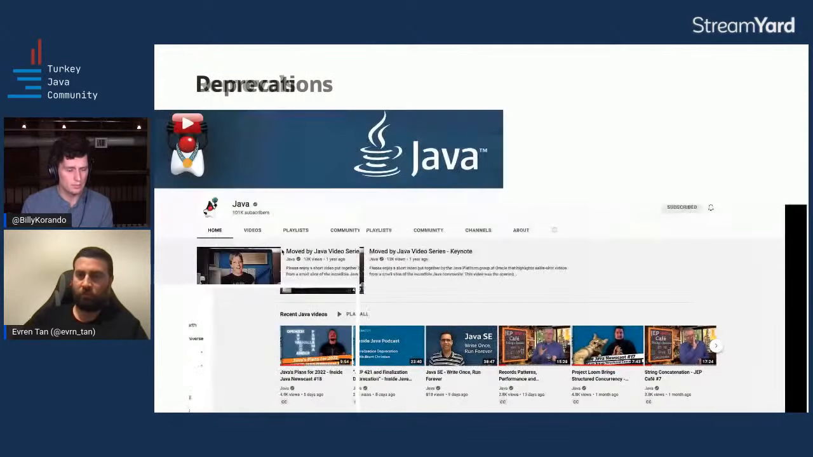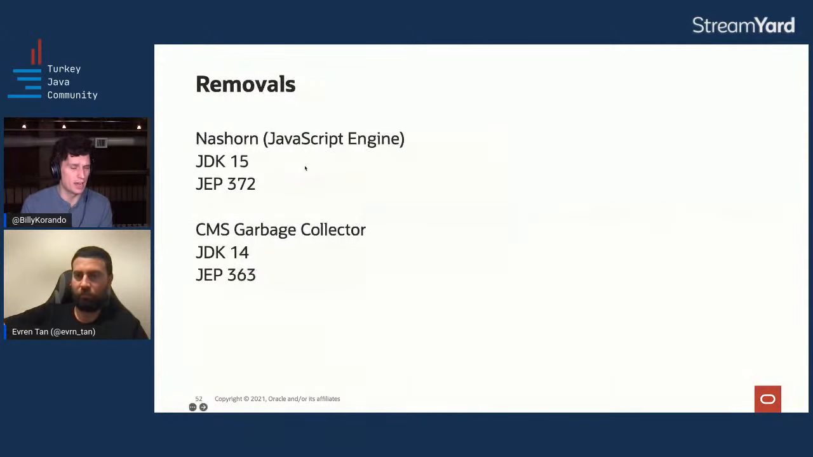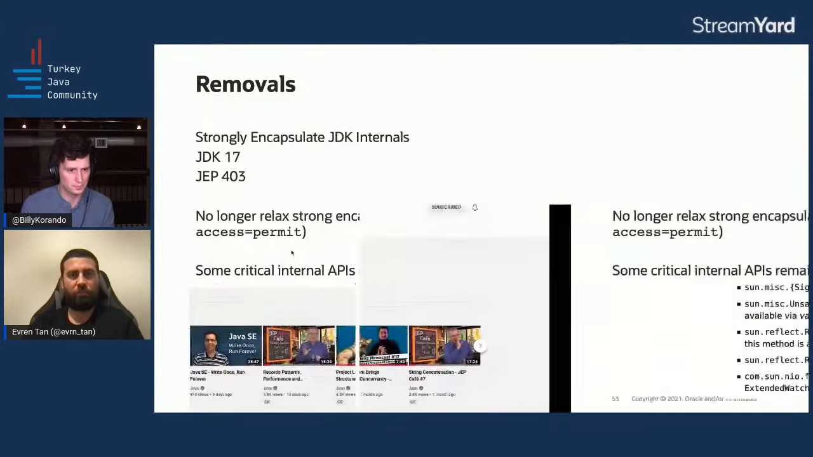A couple of things that have actually been outright removed: the Nashorn JavaScript engine. It's still available under OpenJDK, like there's still a binary you can bring and use with it, but it's no longer part of the JDK itself. The CMS garbage collector, the Concurrent Mark Sweep garbage collector, was removed in JDK 14 because fundamentally the G1 garbage collector is just better in basically every way than CMS.